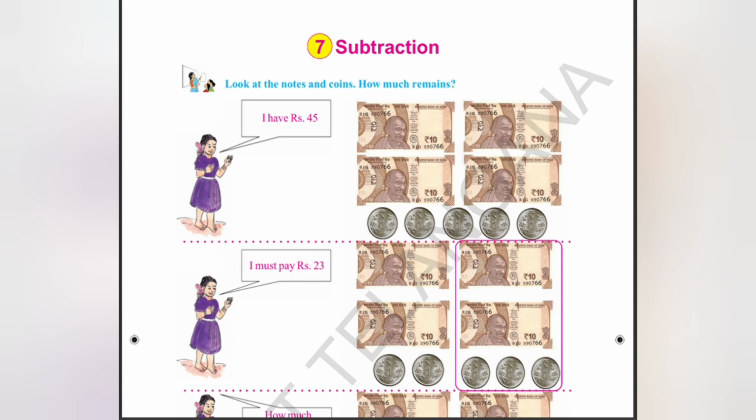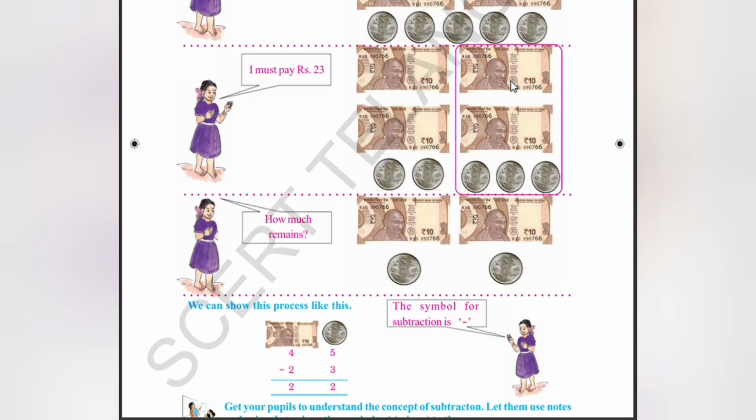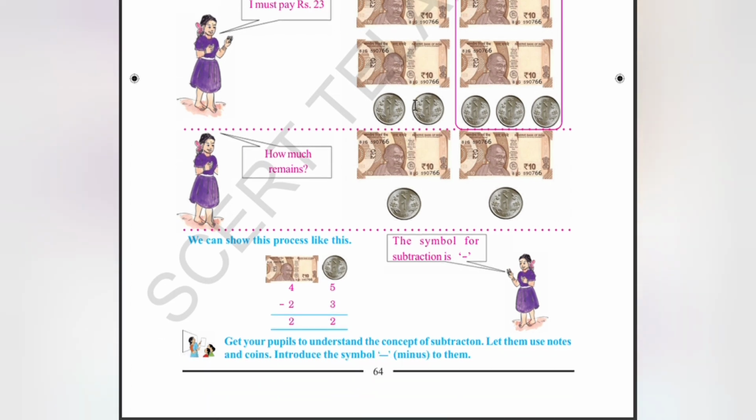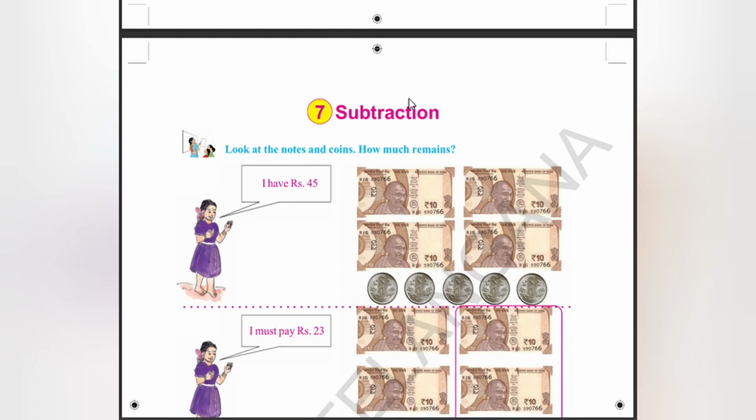Look at the notes and coins. How much remains? I have rupees 45. So how many tens are there? 4 tens are there. And how many 1 rupee coins? 5 one rupee coins are present here. I must pay rupees 23. How many 10 rupees are there? 2 ten rupees. Okay. And how many 1 rupee coins? 3 one rupee coins.